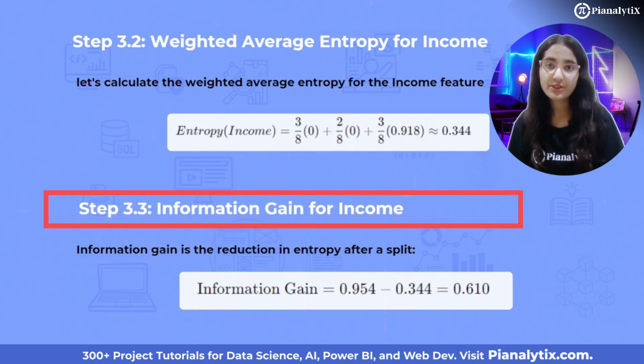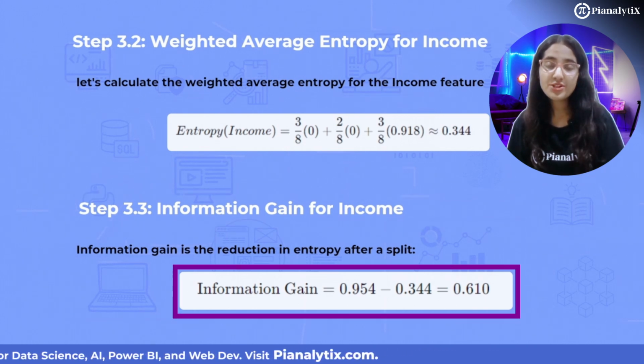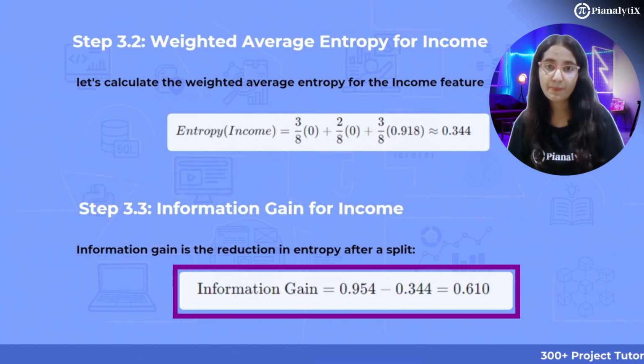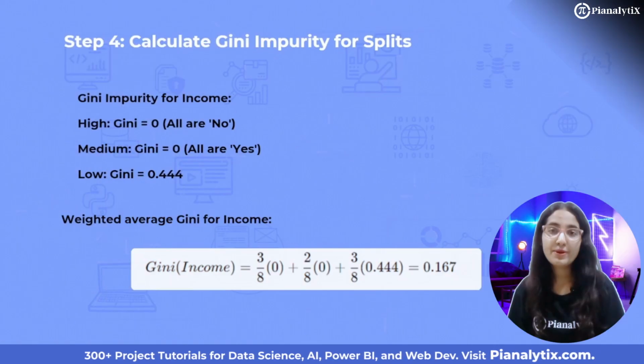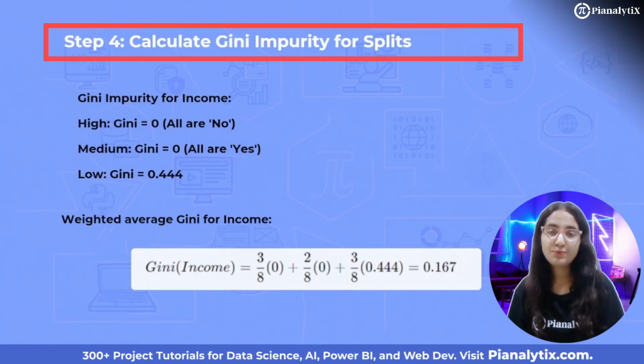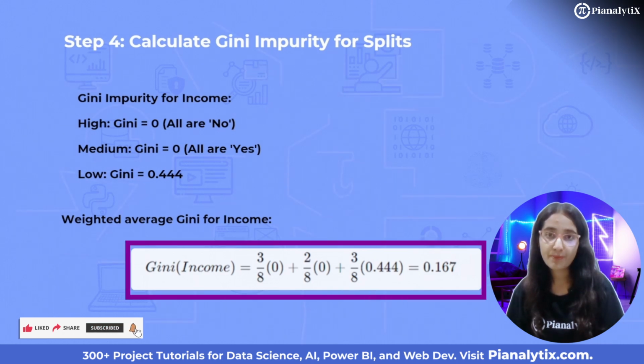Step number 3.3. Information gain for income. The information gain is the reduction in entropy after a split. By putting in the formula, we get the information gain as 0.610. Step number 4. Calculate Gini impurity for split. Similar to entropy, we can calculate the Gini impurity for each split. For simplicity, let's focus on the most informative feature, Gini impurity for income.